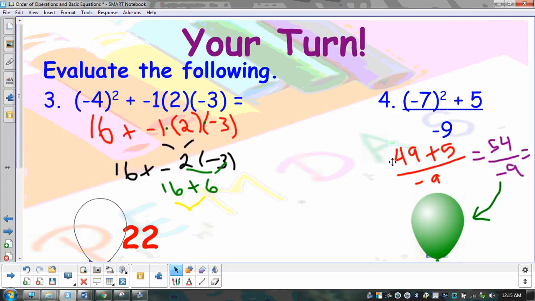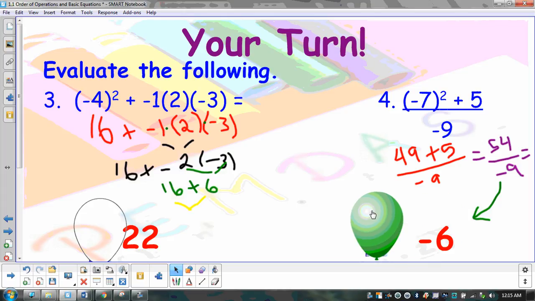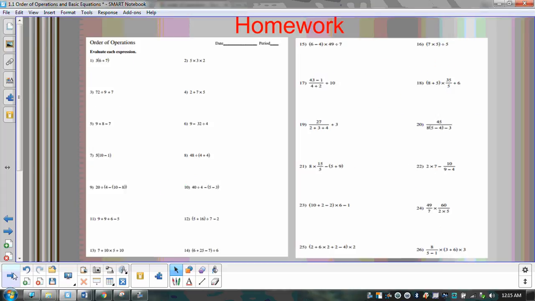Now I stay on top with my numerator. 49 plus 5 is 54. I rewrote that over -9. 54 divided by -9 is a -6. Did you make it to the correct answer? Again, if there's any mistakes, please correct them because I would like your notes to be an accurate record.